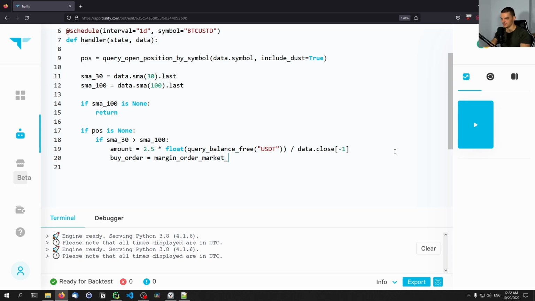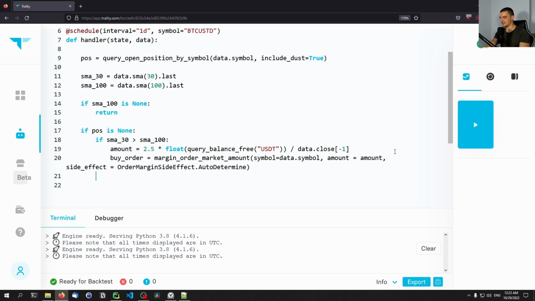market amount, and we say the symbol is equal to data.symbol, the amount is equal to amount. And then finally, we say the side effect is equal to order margin side effect. And here we have multiple values. We can borrow and repay, or we can just say auto determine. So this is going to do the work for us. So I'm going to say auto determine.